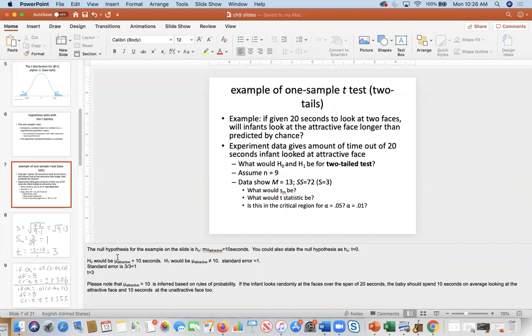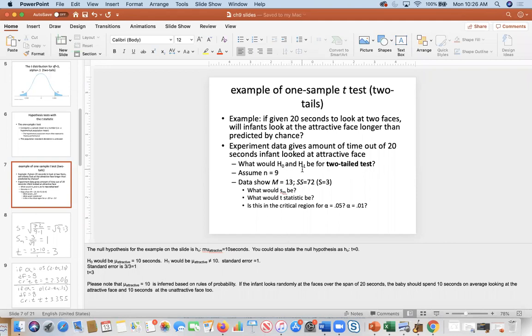But the way the null hypothesis is worded, we're just talking about the attractive face. The amount of time spent looking at the attractive face is 10 seconds. That is half, that is 50% of the total length of the trial, which is 20 seconds. The baby should spend 10 seconds looking at the attractive face.